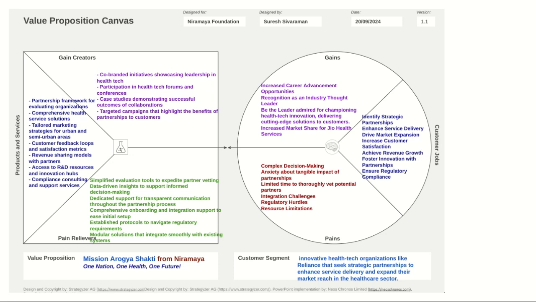So if you can do that, then your value proposition becomes quite compelling. She is not going to look at partnering with Niramaya only to save cost or only because Niramaya has some data, etc. She's going to look at it from a 360-degree view. So that's the reason we need to do this kind of value proposition analysis.